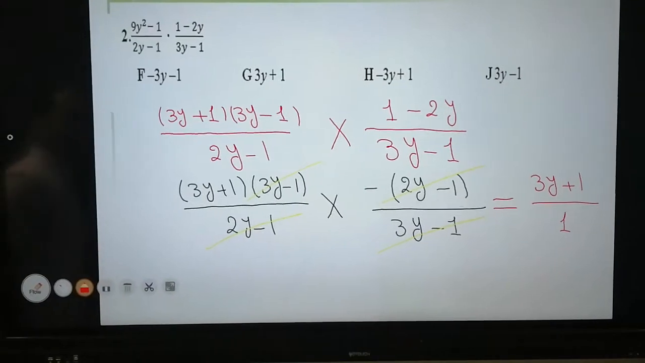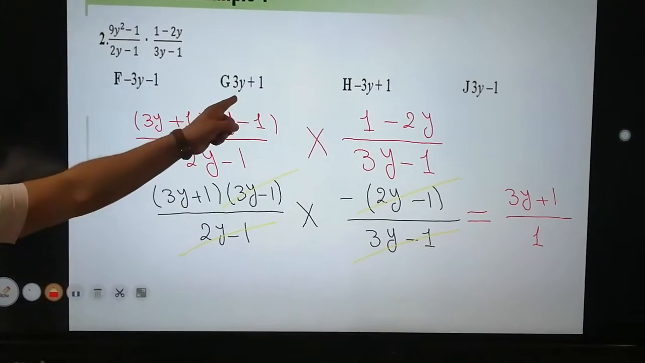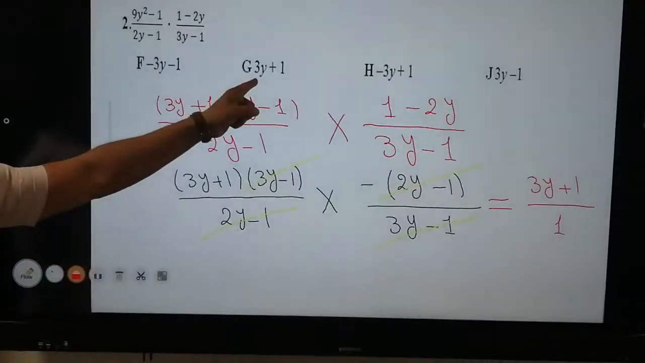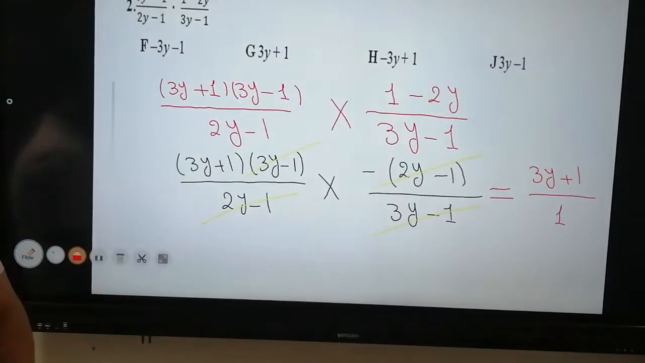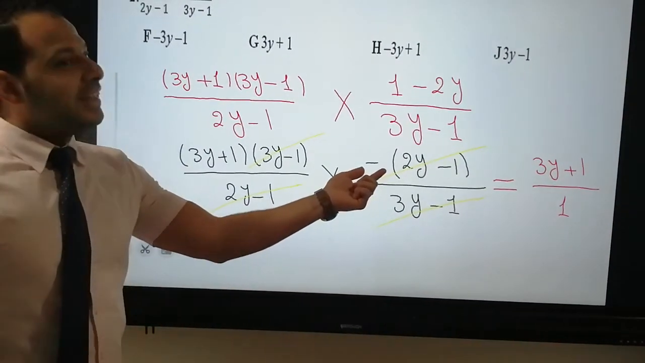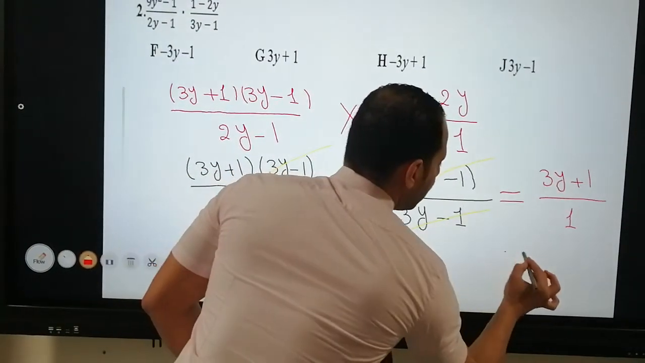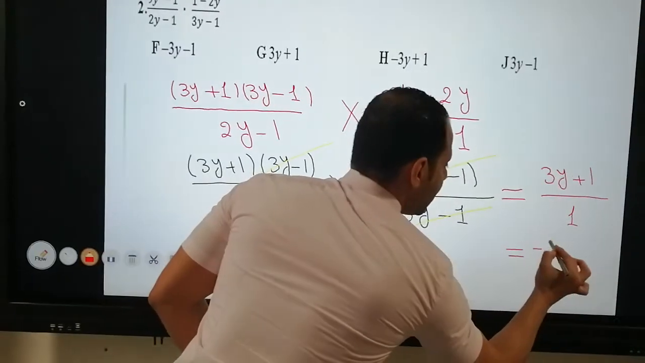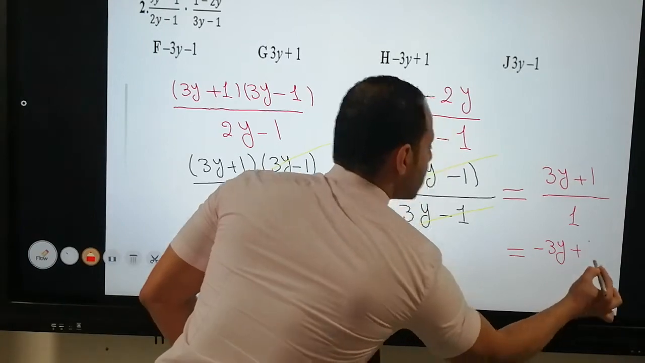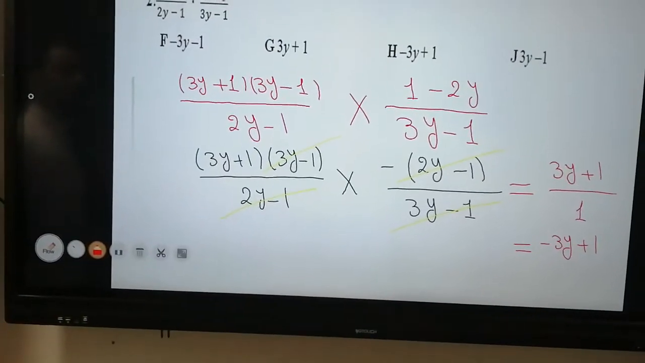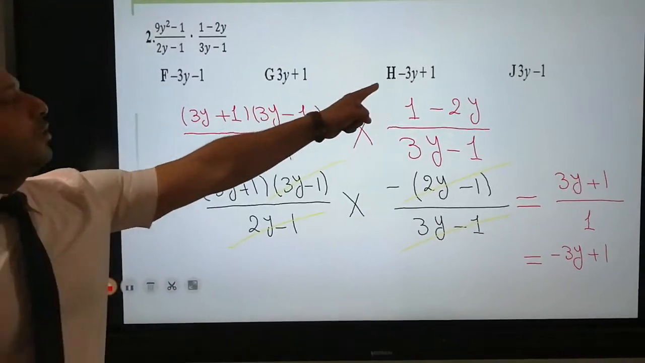This is the result: 3y plus 1. It's letter G. Yes, I heard you. We forgot what? Yes, a negative sign. So I put the negative sign, so it will be over 1. So negative 3y plus 1. Negative 3y plus 1. It's letter H.